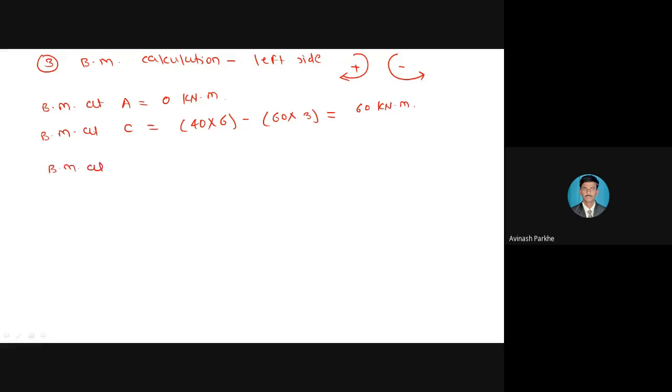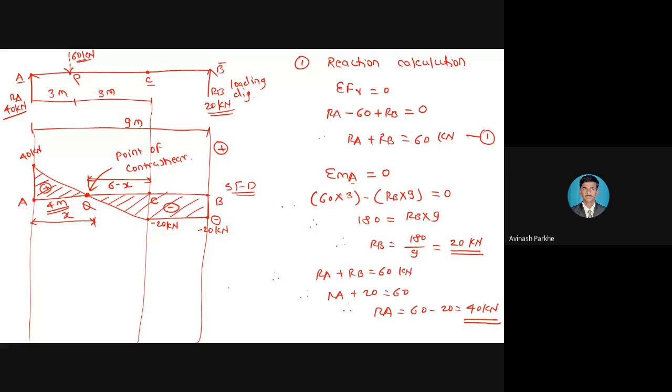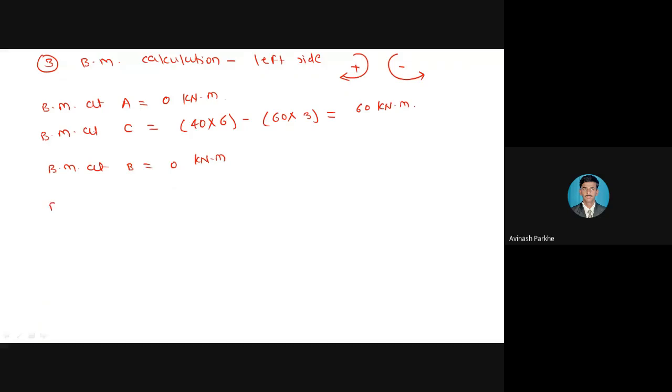Okay. Now, BM at B, end point is there, directly 0 kilonewton meter. These are the BM calculations for the original points, for point A, for point C, and for point B. But you have one more point which is called point Q, and at this particular point Q, your shear force is 0, but at that particular point your bending moment will always be maximum. Therefore, how to calculate the maximum bending moment? Let us see.